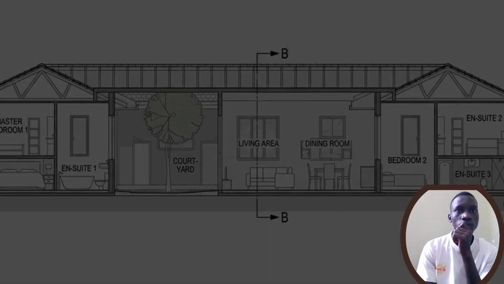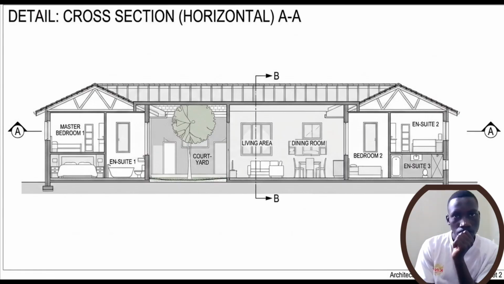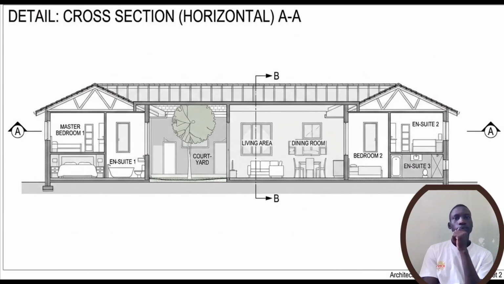Moving on to the next thing, we're going to look at the cross sections. To remind you, cross sections are cuttings that expose the internal features of the building. So we're going to start with the horizontal cross section. This sectioning has been taken from A to A. Don't mind the vertical B to B, that's for the vertical cross section.